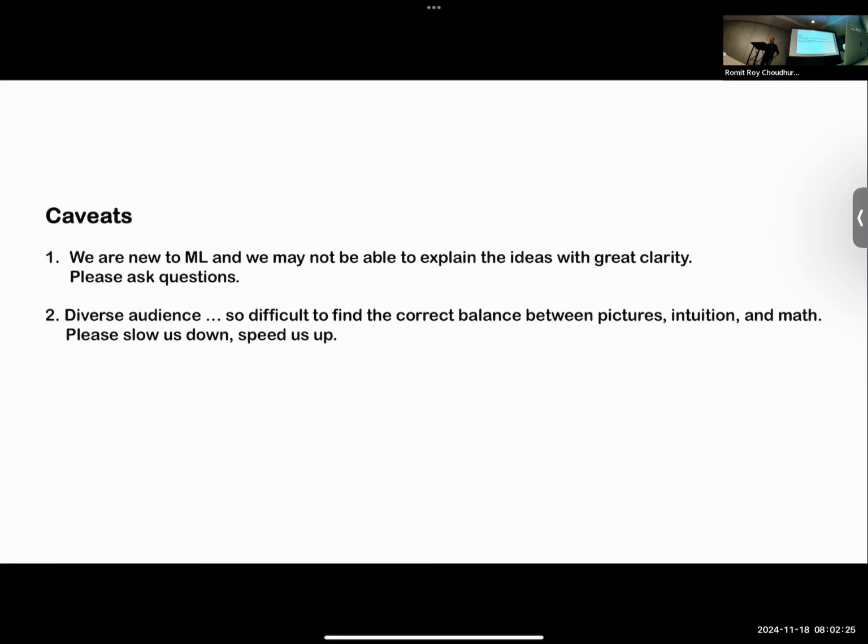Second, I expect the audience to be diverse, so it's difficult to find the correct balance between pictures, intuitions, and equations. Please slow us down, speed us up. If you find the math is too boring and you know all of this, speed us up. If you think it's going too fast, please slow us down. Totally fine. Especially with a small group, we have the ability to adjust.